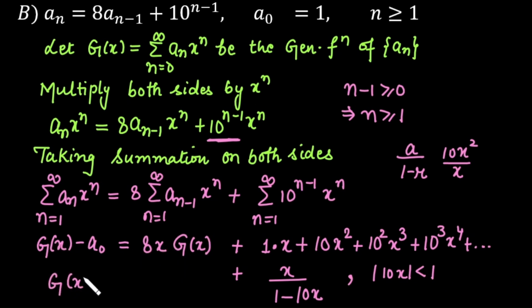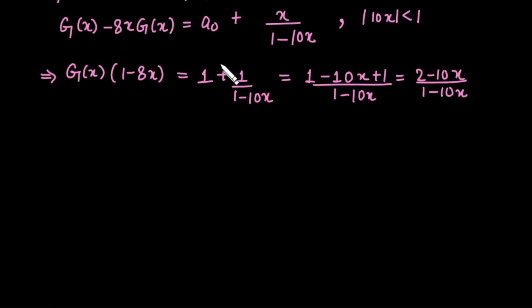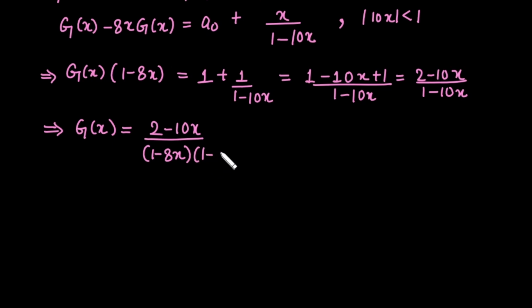Now take this gx on the left side. We can write gx minus 8x gx. This is equal to a naught plus this. The value of a naught is 1. Substitute here. So after substituting a naught equal to 1 and simplifying, we get this form. From here, gx is equal to what? The value of gx is 2 minus 10x by 1 minus 8x into 1 minus 10x. Whenever we have this form, we cannot directly jump to the summation form. We need to separate these two terms.